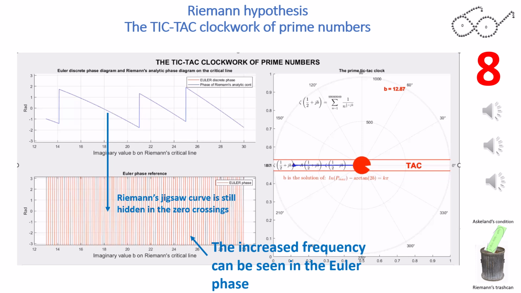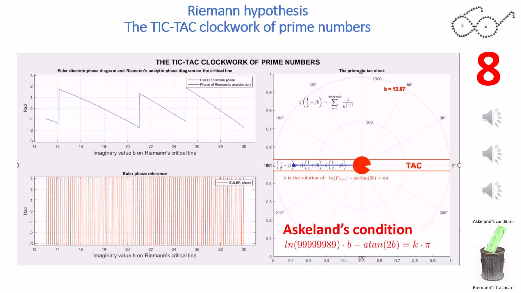But now the Euler phase has large waves. We can no longer see traces of the Riemann's blue analytic continuation. The continuation has drowned in the phase waves. Now we need Askeland's condition to find the analytic continuation. Enter lowest prime below 100 millions into Askeland's condition.